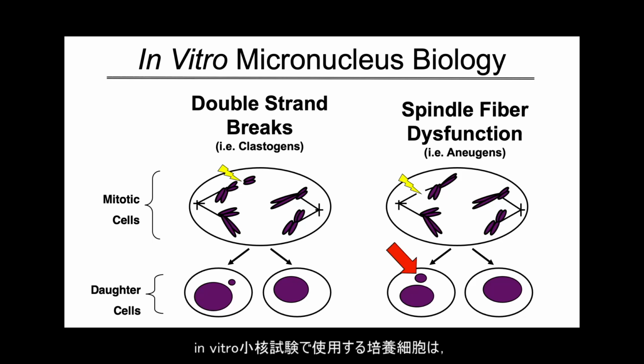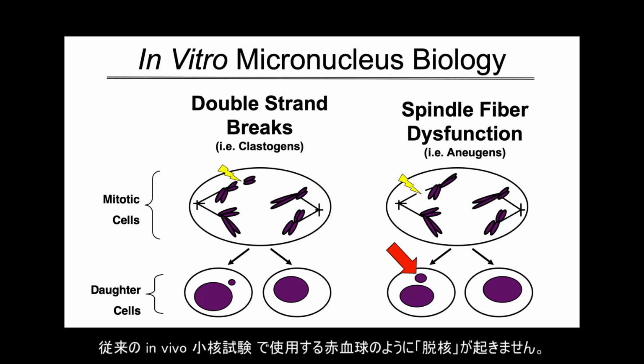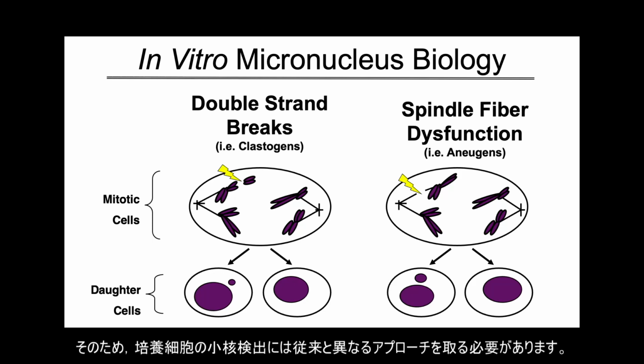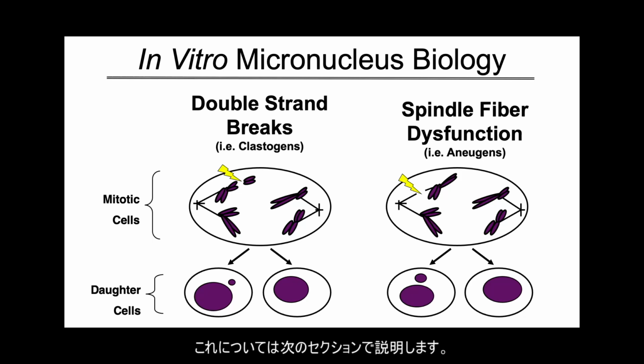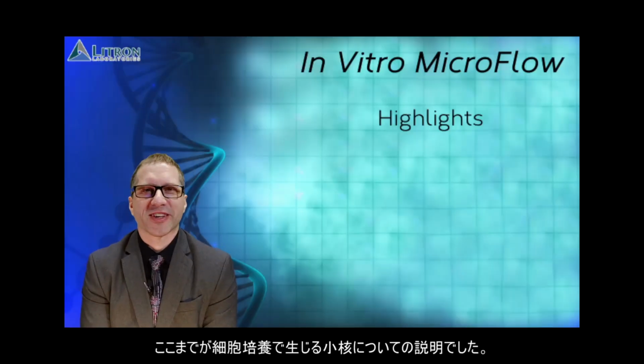Since we are performing this study in cultured cells, there is no enucleation event to take advantage of like there is in the erythrocyte micronucleus assay. Thus, we have to take a different approach to enumerating cells with micronuclei. I will cover that in the next section. So that's a brief look into micronucleus biology in the context of cell culture.